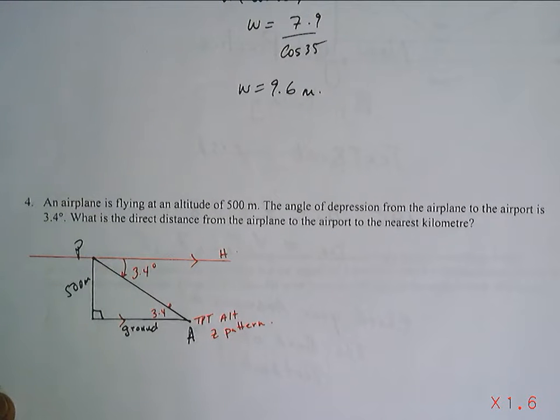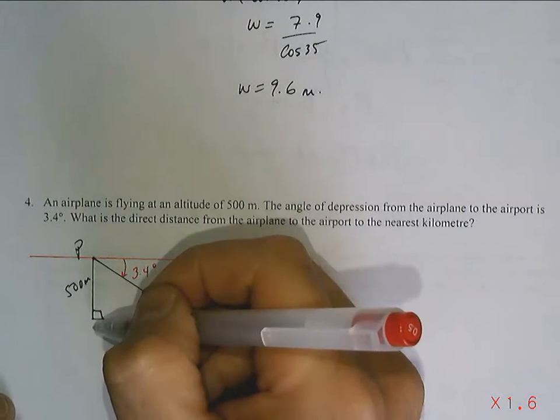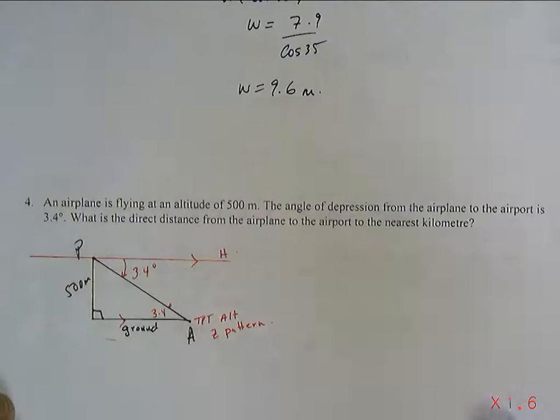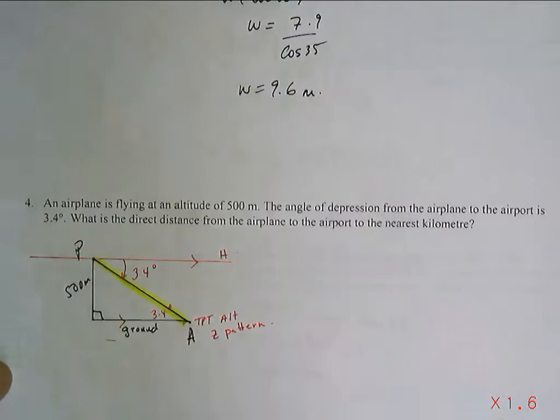So what do they want me to find? They want to find the direct distance from the airplane to the airport to the nearest kilometer. This would be the horizontal distance. This would be the vertical distance. The two of them together combine to give me the direct distance. The direct distance is from wherever the plane is to the airport. That is my direct distance.